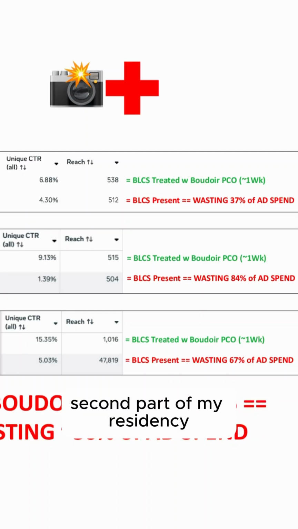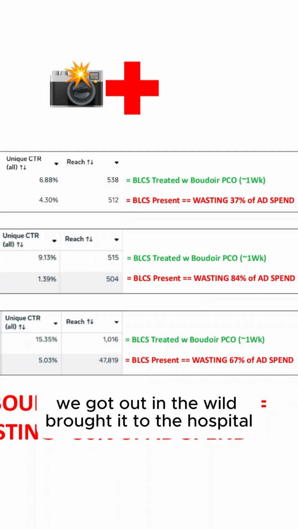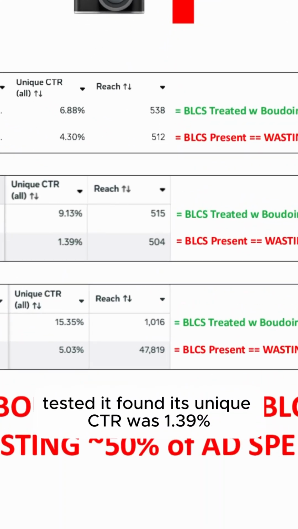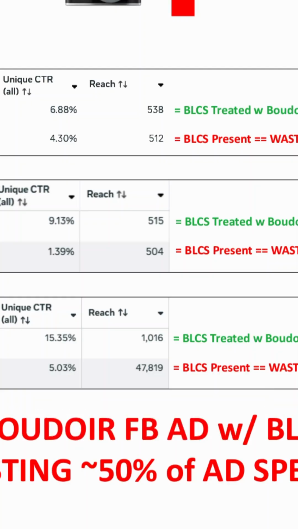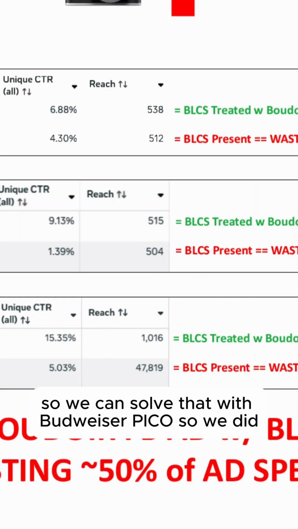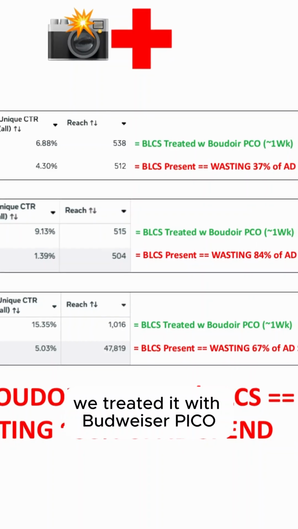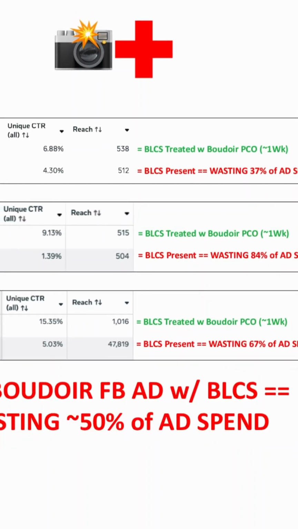Second part of my residency, found a second Boudoir Facebook ad out in the wild, brought it to the hospital, tested it, found its unique CTR was 1.39%. So unique CTR under 6%, we know that BLCS is present. So Boudoir low click syndrome. So we can solve that with Boudoir Pico. So we did. We treated it with Boudoir Pico, took about a week, and we got the unique CTR up to 9.13%.